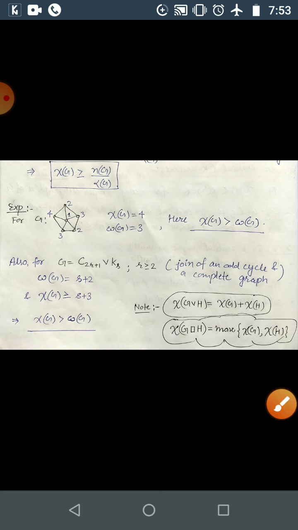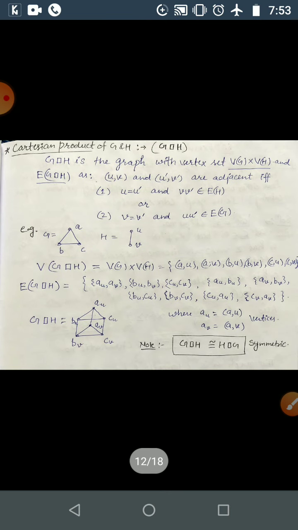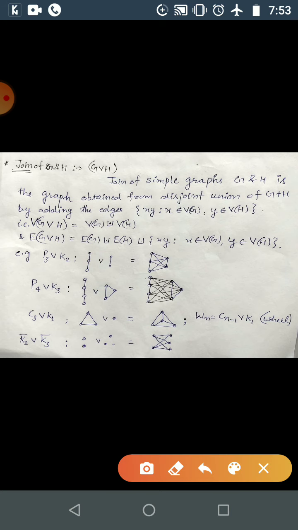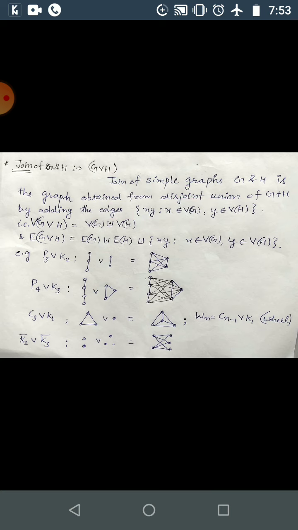I will discuss what a join is, though I have already discussed it in section 3.3, I think. Also I will be discussing the Cartesian product. So let's first come to join. Join of two graphs means two simple graphs will be given, G and H. The join of the graphs is obtained from the disjoint union of G and H by adding some edges. And how are we adding these edges?